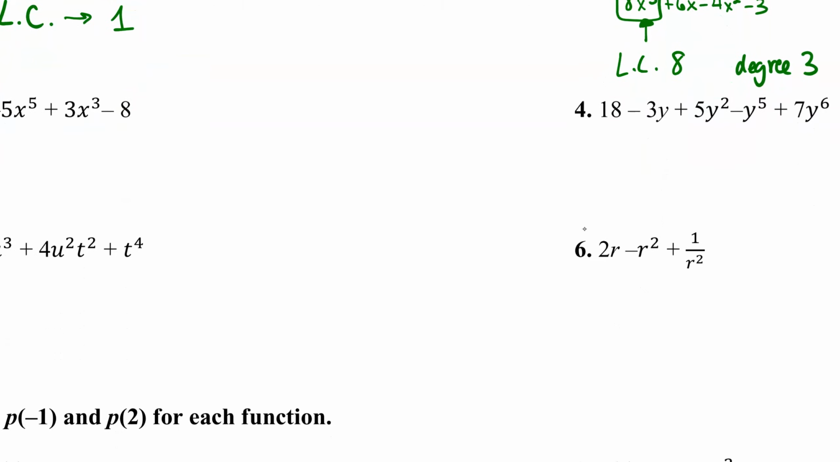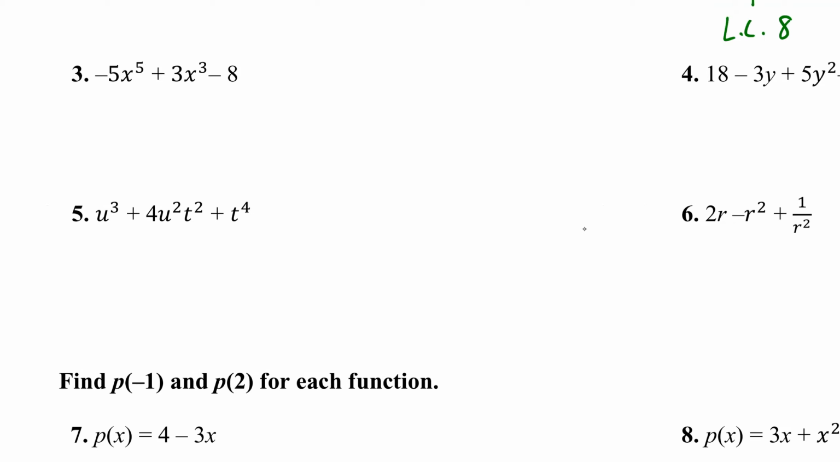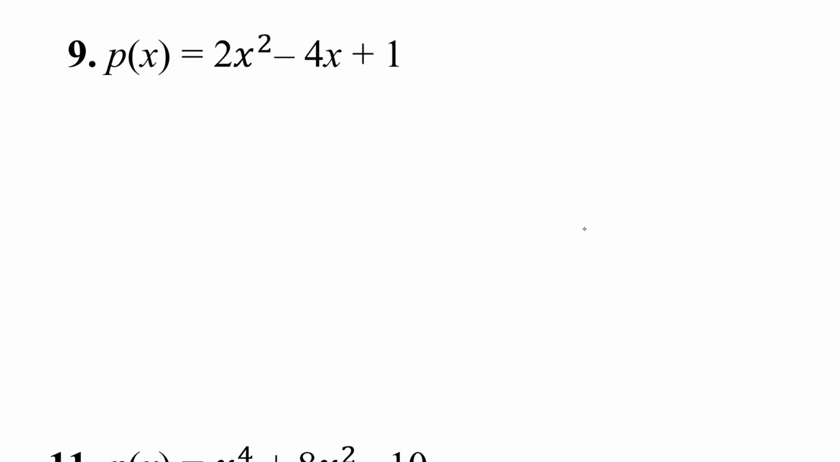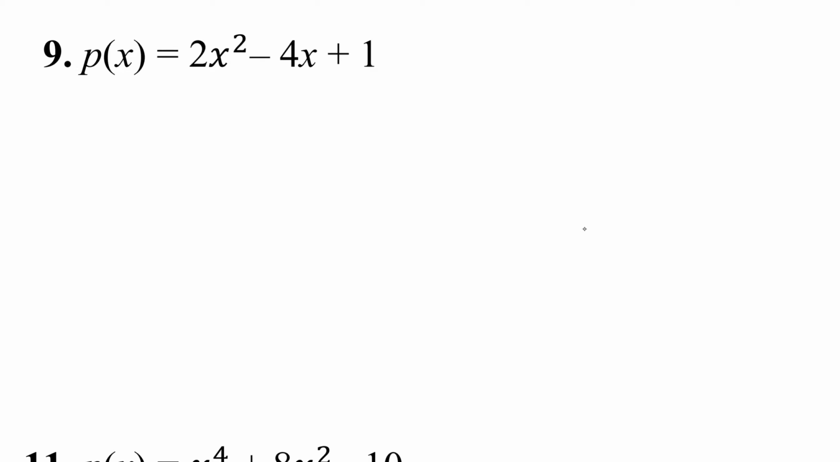You know what? I'm only going to do one of them. Let's just do number 9. I just want to do an example of each of what we've done today. So, I'm trying to find p of -1 and p of -2. This is just pure function notation, so you're just plugging this in.